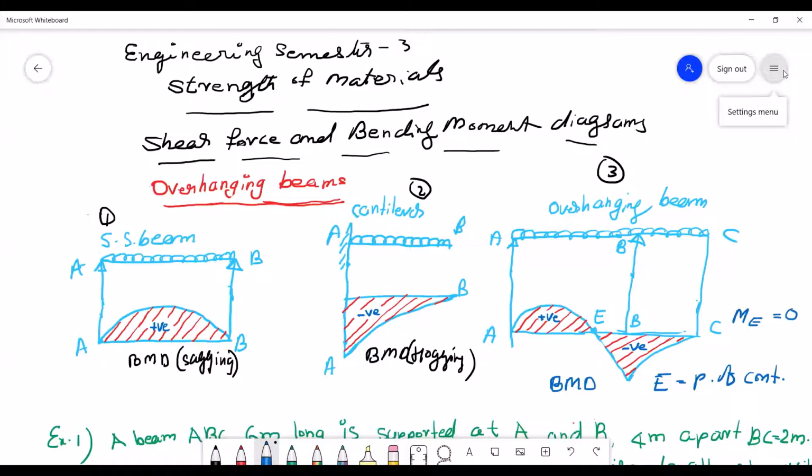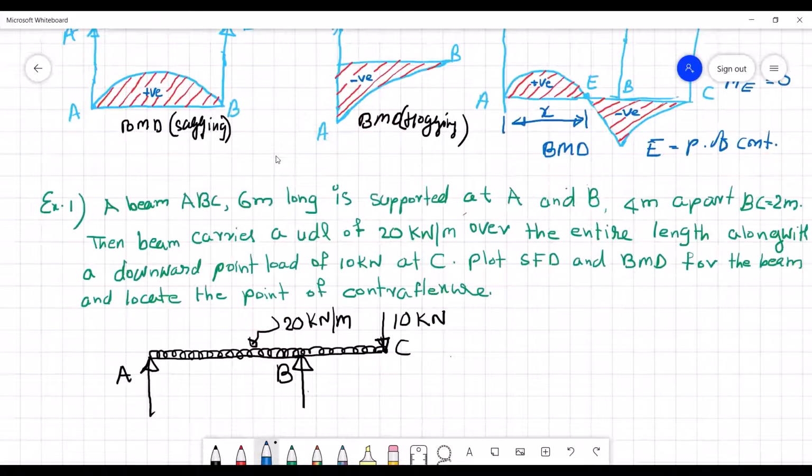By finding the distance between A and E, we can say where the point of contraflexure is. That is possible by equating the bending moment at point E to 0; we can then find the distance X. So I hope you could understand the fundamentals of the overhanging beam. Now we will solve one question here.